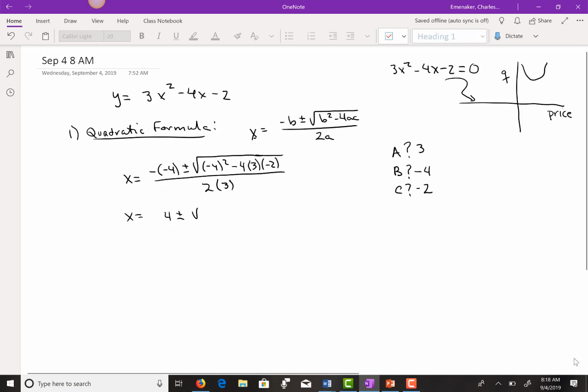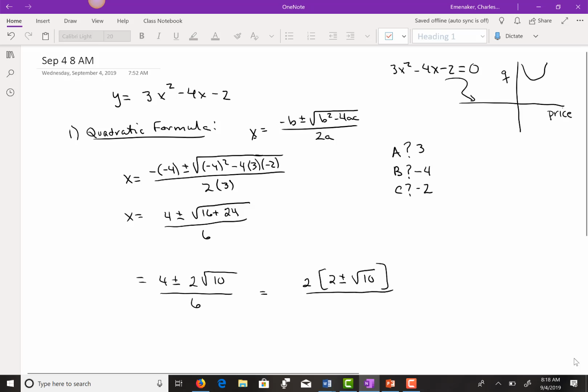4 plus or minus, this is going to be a square root of 16 plus 24, over 6. Does that make sense to everybody? Which is really going to be 4 plus or minus. Now, inside of the square root, that's going to add up to 40, isn't it? The 4 can come out. What's the square root of 4? 2. So it's going to come out as 2 square root of 10 over 6. This can be rewritten as 2 times 2 plus or minus the square root of 10.